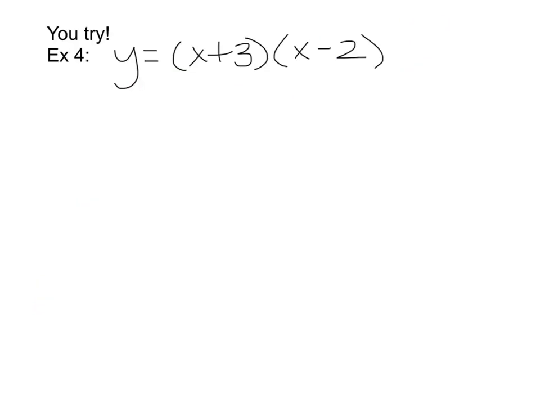So press pause and try example 4 on your own. I want you to find the zeros of the polynomial y equals x plus 3 times x minus 2, and I want you to draw a rough sketch of the graph.